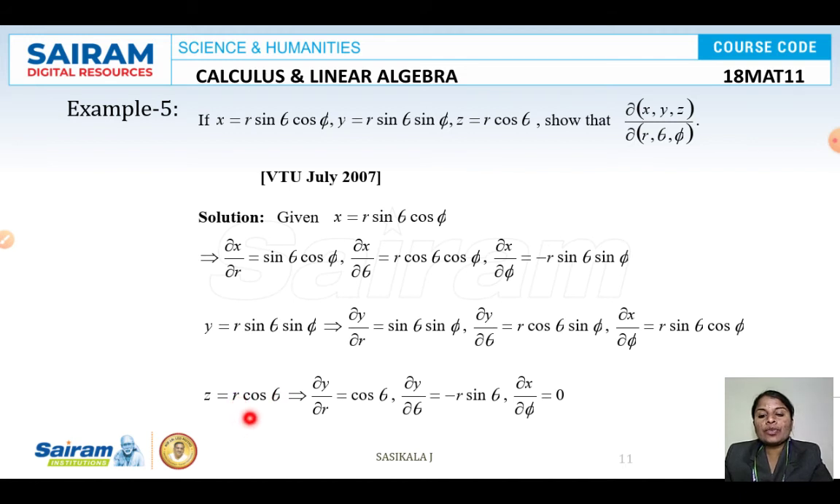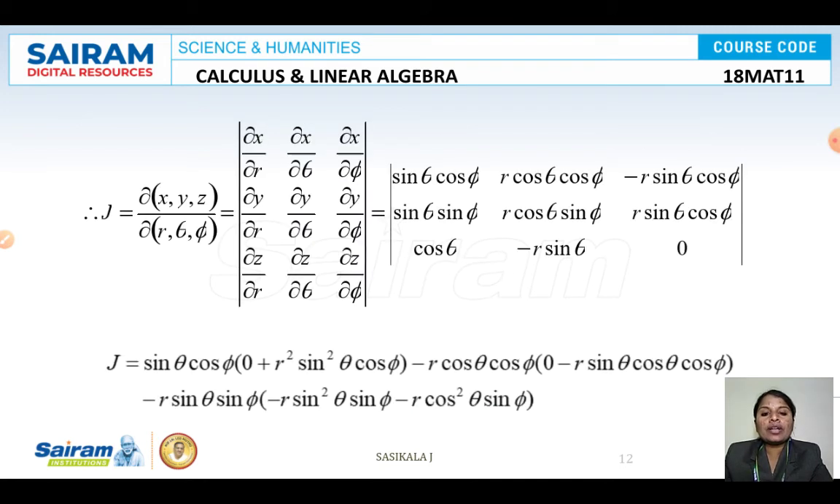The last one is z equal to r cos theta. With respect to r, I'll get only cos theta. With respect to theta, I'll get minus r sin theta. With respect to phi, there is no phi term, so it will be 0. Now substitute all. Write the formula: x function, y function, and z function with respect to r theta phi. Modulus of, substitute those values and do the determinant.